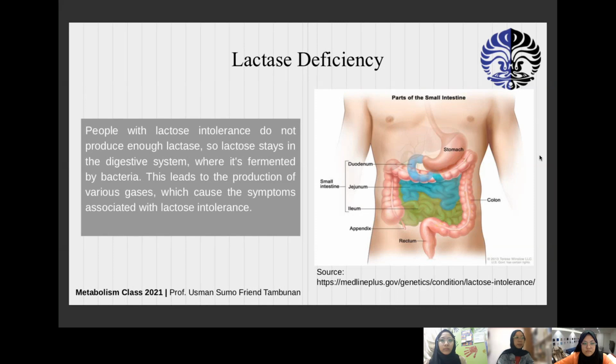People with lactose intolerance do not produce enough lactase, so lactose stays in the digestive system where it's fermented by the bacteria. This leads to the production of various gases which cause the symptoms associated with lactose intolerance. If there is not enough lactase, the unabsorbed lactose moves through your digestive system to your colon, or large intestine. Then the bacteria in the colon break down the lactose, producing fatty acids and gases like carbon dioxide, hydrogen, and methane. Next.